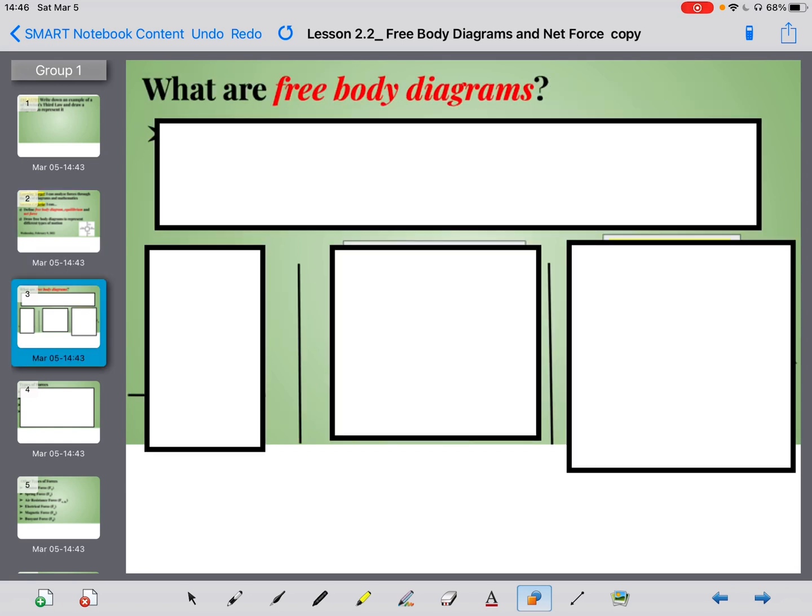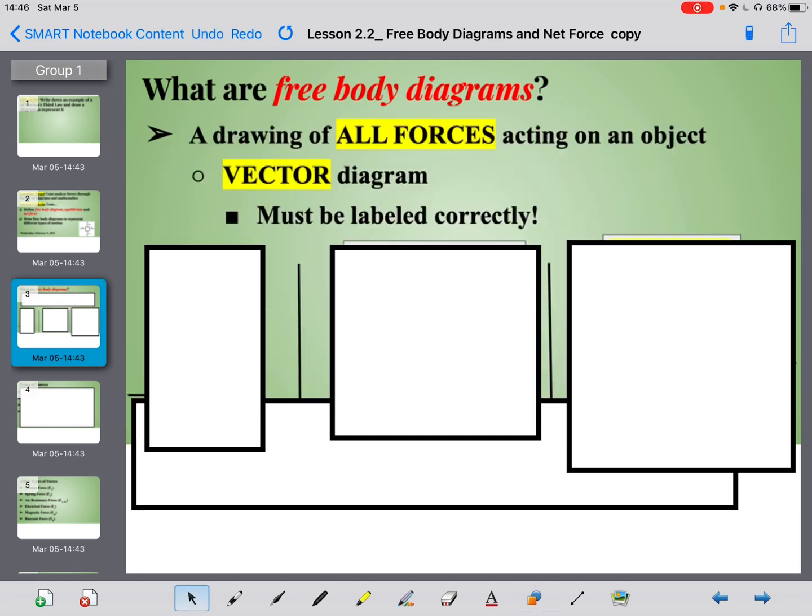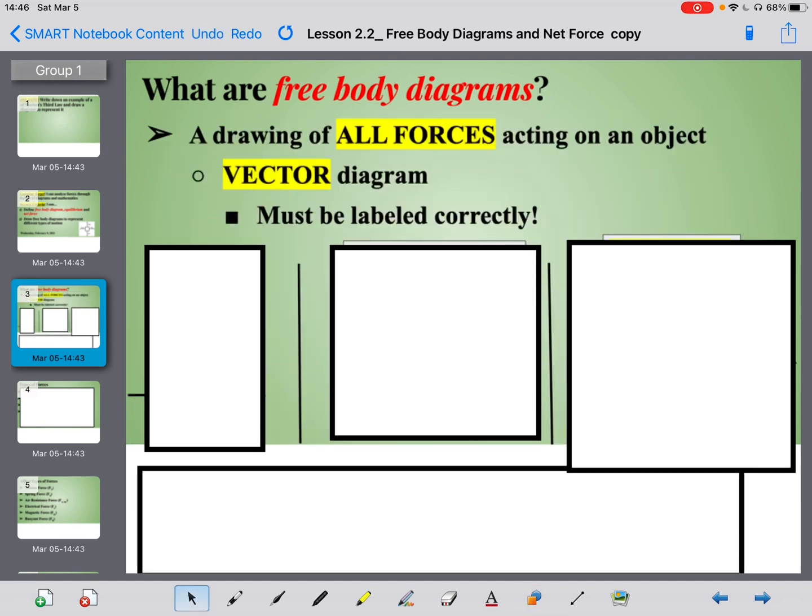So what is a free body diagram, right? Well, it's a diagram. So clearly it must be some sort of drawing, which is exactly what it is. But it is a particular type of drawing. It is a drawing of all the forces acting on an object. We are going to use arrows, right? Our arrows have the arrowhead, which indicates a direction, and the length of our vector indicates a magnitude. So simply put, it's a vector diagram.